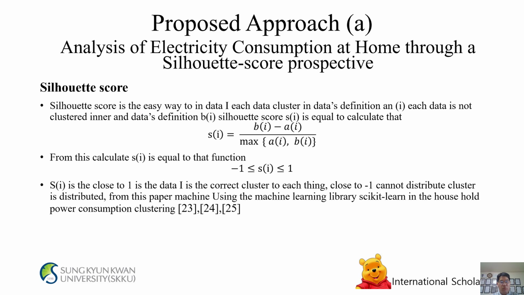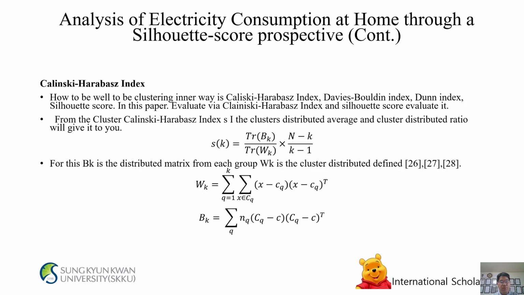Proposed approach A. Analysis of electricity consumption at home through a Silhouette score perspective. Silhouette score is an easy way to evaluate how well each data point is clustered within its cluster definition, and whether each data point is not clustered well. The silhouette score: s(i) = (b(i) - a(i)) / max(a(i), b(i)). From this calculation, s(i) ranges from minus 1 to 1. If s(i) is close to 1, the data point i is in the correct cluster. Close to minus 1 means it is not well distributed in the cluster. In this paper, we use the machine learning library scikit-learn for household power consumption clustering. References 23, 24, and 25.